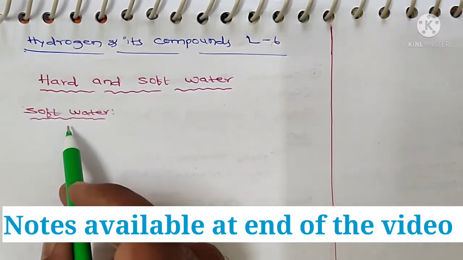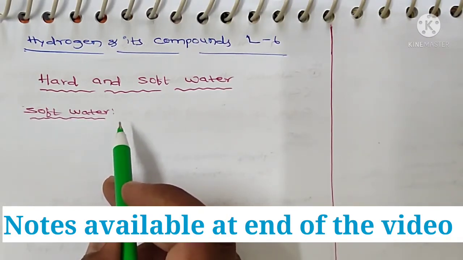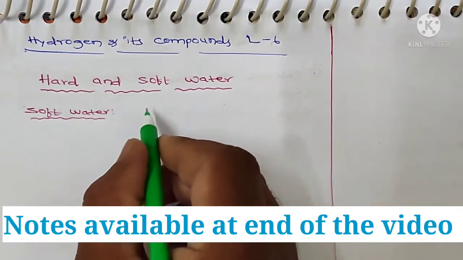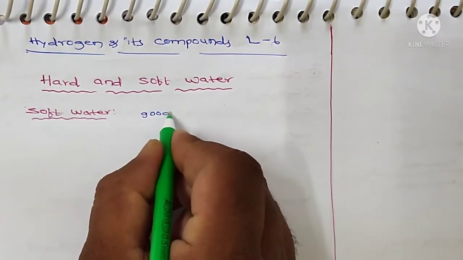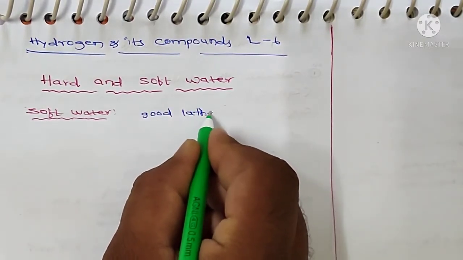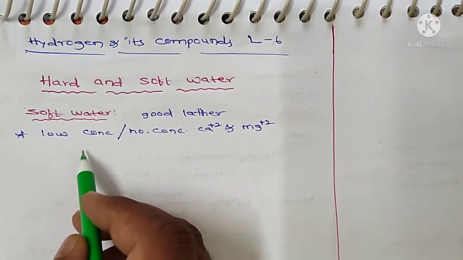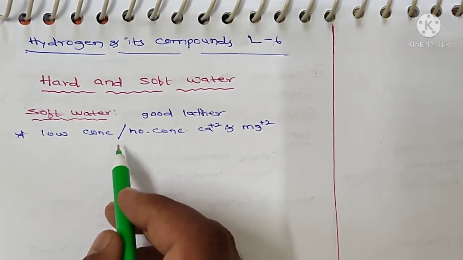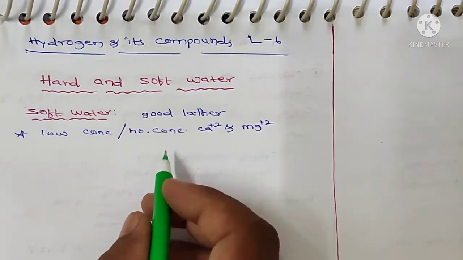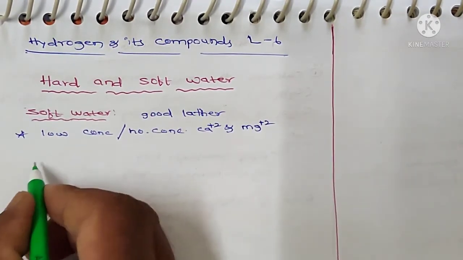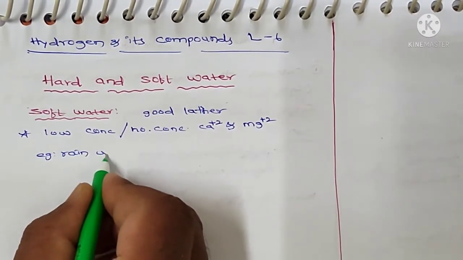Now the first one, soft water. What is soft water? The water which produces good lather with soap is called soft water. Soft water has low concentration or no concentration of calcium and magnesium salts. An example of soft water is rainwater.